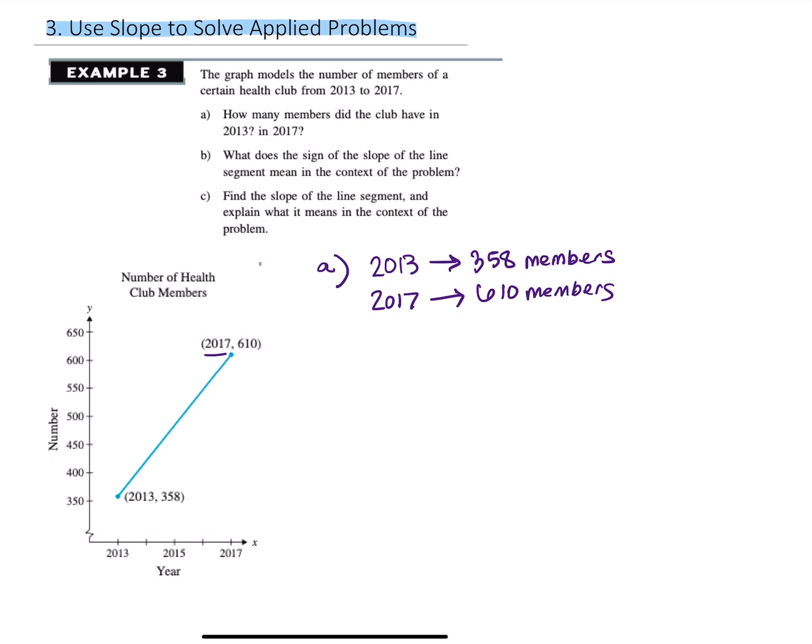So B asks us, what does the sign of the slope of the line segment mean in context of the problem? This line definitely has a positive slope. It's increasing from left to right. So the slope is positive. But what does this mean in context? It means that the membership is growing. I can say the number of members is increasing.